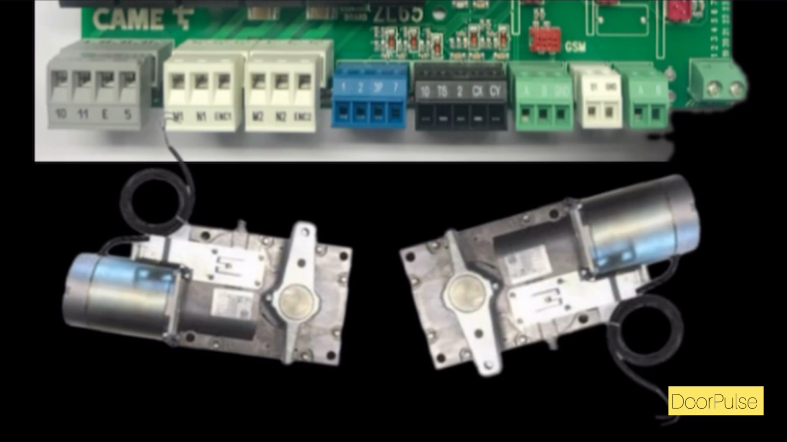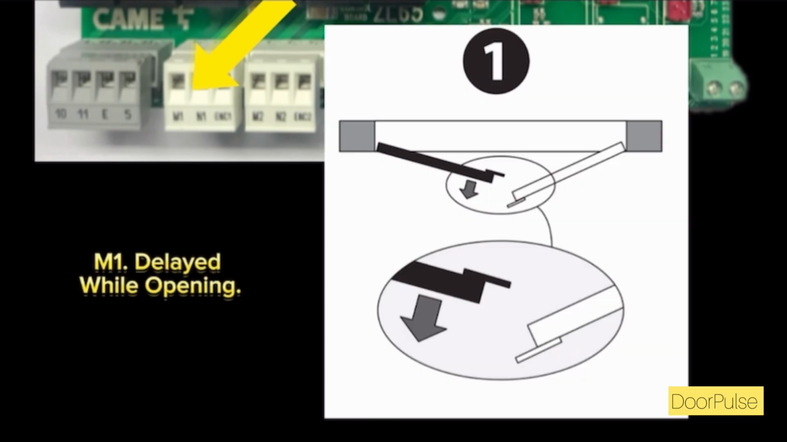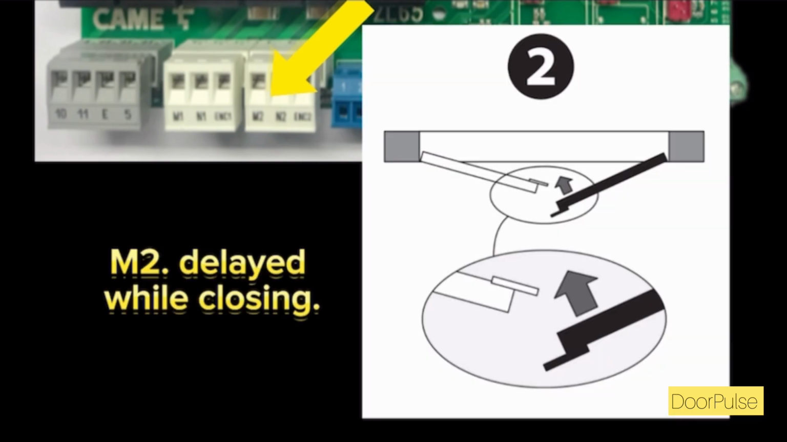Gear motor with encoder. This is gear motor 1 connector, with delay while opening the gates. This is gear motor 2 connector, with delay while closing the gates.